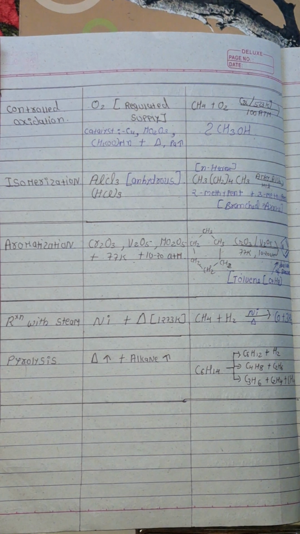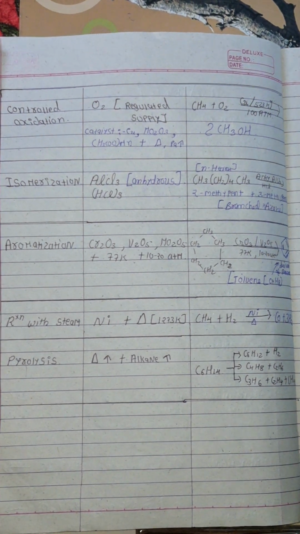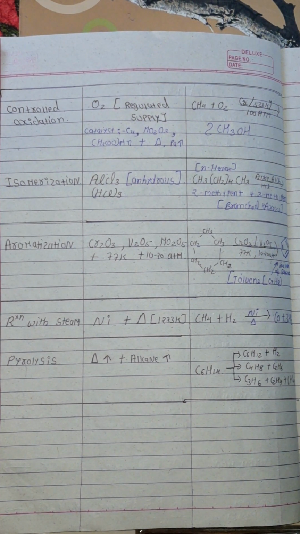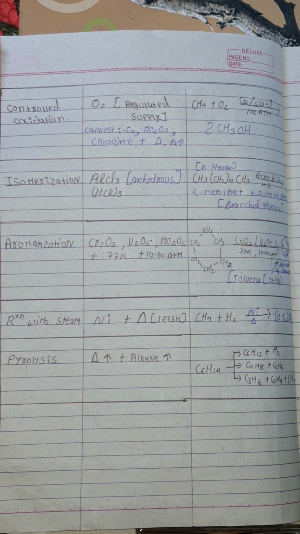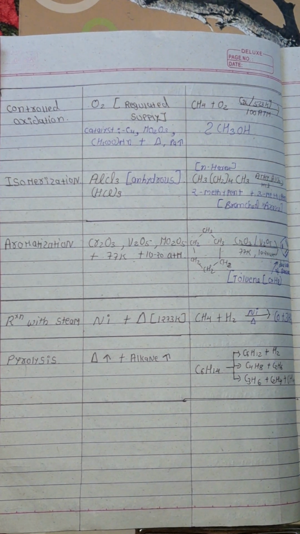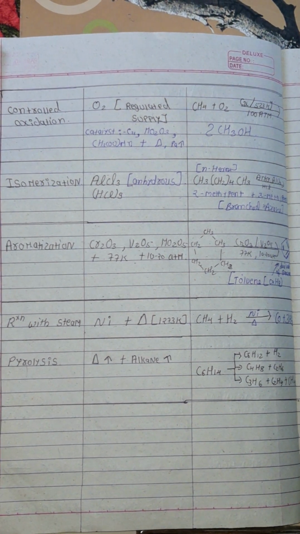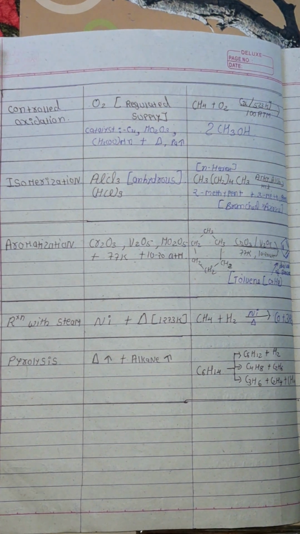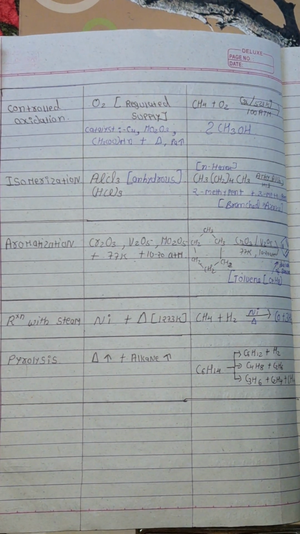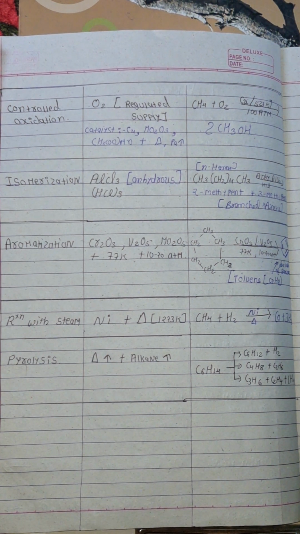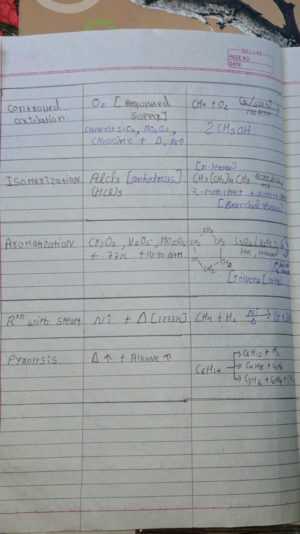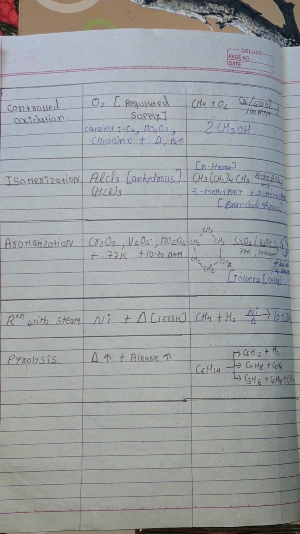Now the last reaction is pyrolysis. What is pyrolysis? Higher alkanes, which have a higher number of carbon atoms, on reaction at higher temperature give many products in small fragments of hydrocarbon. We can understand by an example such as the compound C6H14, which is an alkane in itself. When it is heated to higher temperature it gives products like C6H12 plus H2.